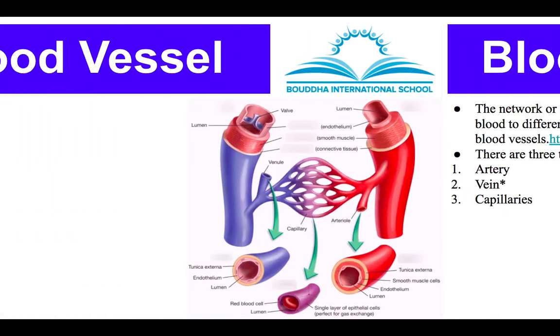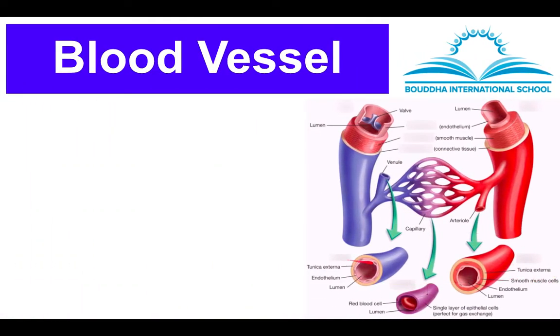If you compare the artery and the vein, this is the vein and this is the artery. The wall of the artery is thick, whereas the wall of the vein is thin. And this is the capillary wall. It is very thin-walled and contains pores. But now let's focus more on artery and vein. The artery has a thicker wall than the vein.